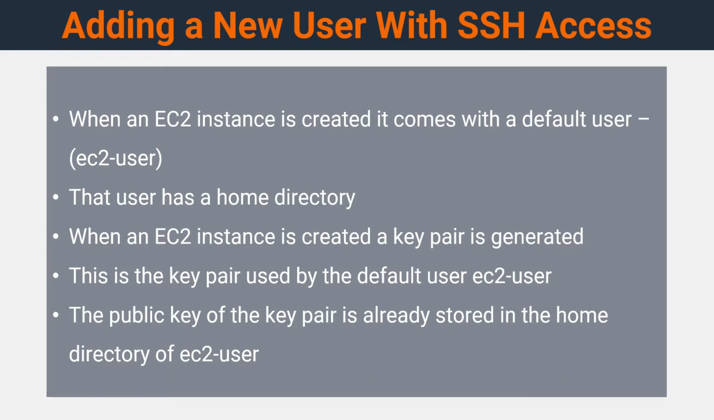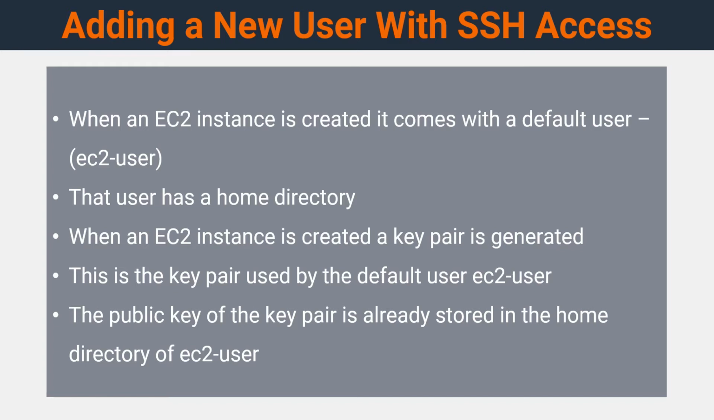Before we actually discuss that, there are a few points that you have to understand from what we did up to this point. First of all, when we created the EC2 instance in the demonstration, it came with a default user account. We called it ec2-user. That user had a home directory. I already showed you. When the EC2 instance was created, a key pair was also generated. I showed you how the key pair was generated while we were creating the EC2 instance, how we saved it, and how we converted it to a private key. I showed you all of those.